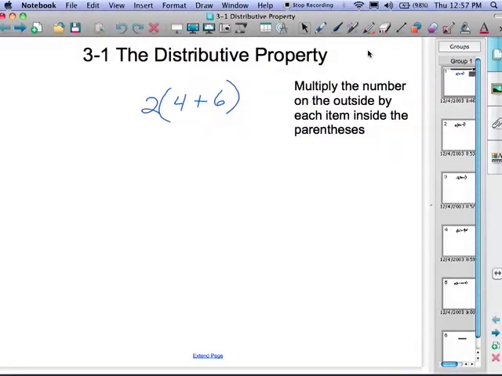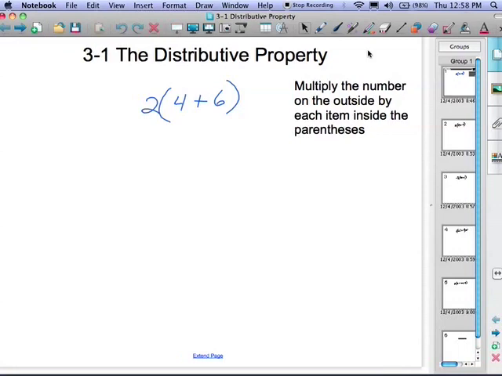3-1, the distributive property. This is a new sort of operation. We did properties back in chapter 1, and we had some relatively easy ones. This property, the distributive property, gets its own section. It's probably the most important property you're going to use. It's a very easy process.